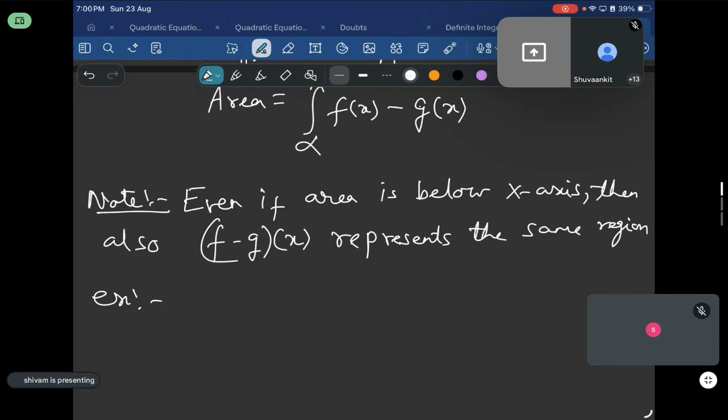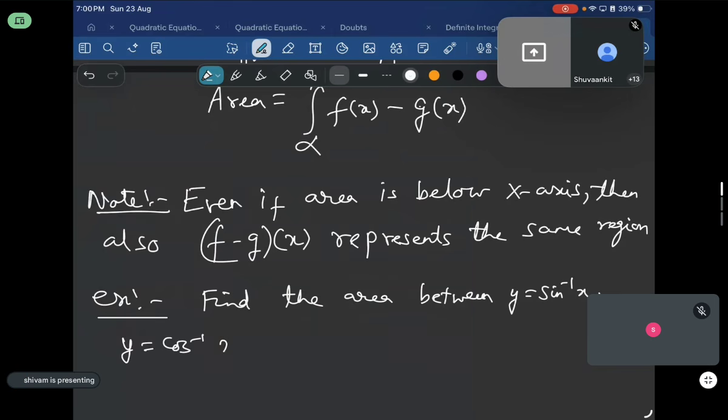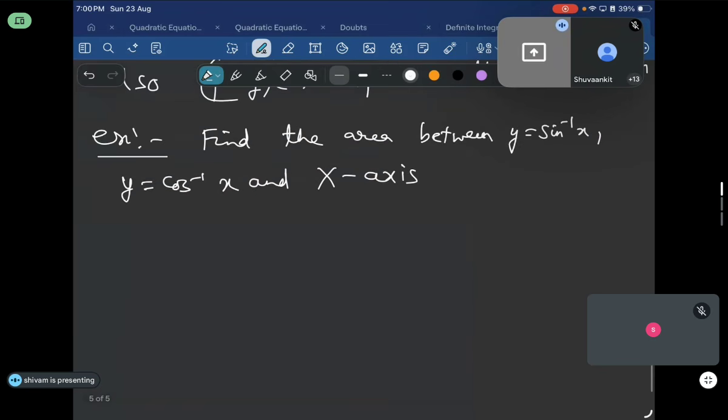How to do it. For example, find the area between y equal to sin inverse x and y equal to cos inverse x and x-axis. Okay, so let us draw their graphs. See, curve sketching is very important for this chapter. Draw the graph of sin inverse x and cos inverse x. Graph of cos inverse x.